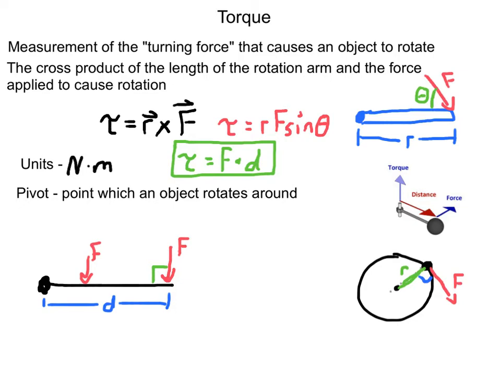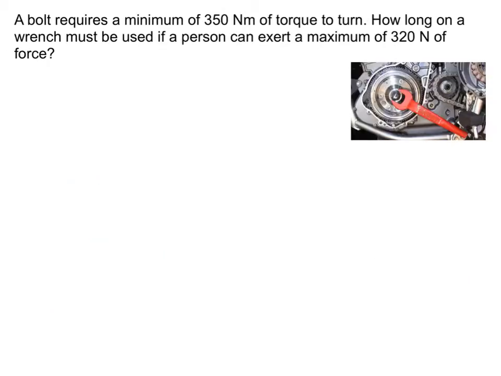So to boil torque down, here's your equation, force times distance. The force and the distance must be perfectly perpendicular. If they weren't, we'd have to use this sine theta where the angle was between the arm and where the force is, but we don't have to deal with that right now, just force times distance. Units, newtons times meters. Now these torque problems are actually very straightforward, so here's an example.